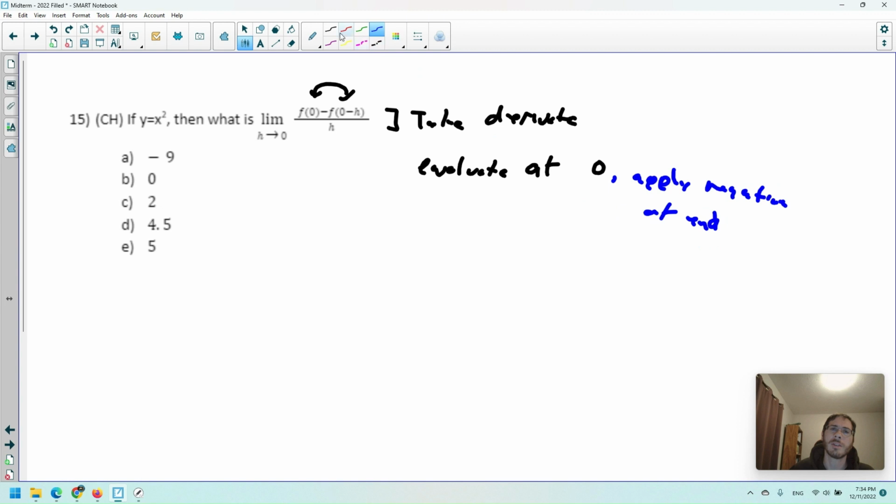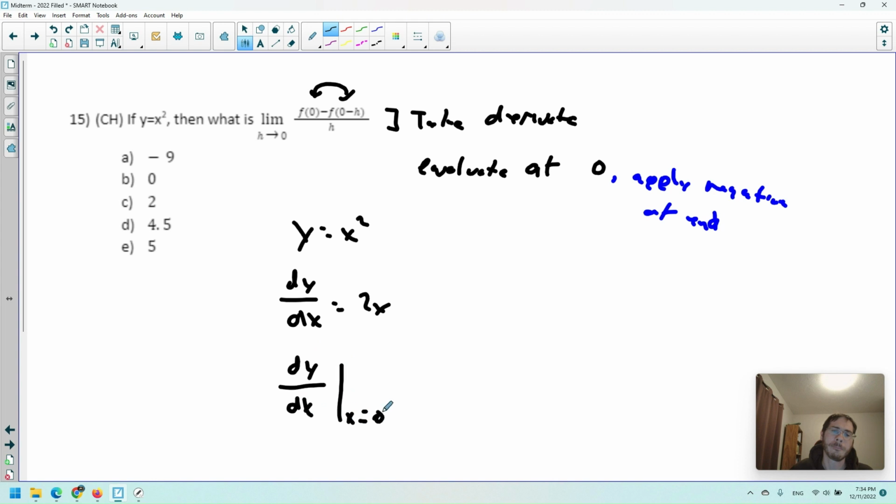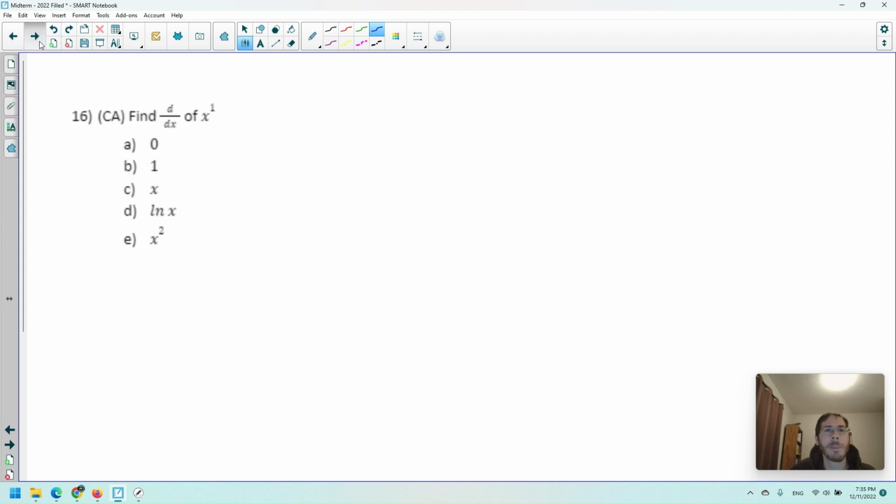But with this one, the derivative of x squared is just going to be 2x. And when we plug 0 in, we're going to get 0. So -0 doesn't really do much, but the answer is going to be 0. So that's what we got for that one.